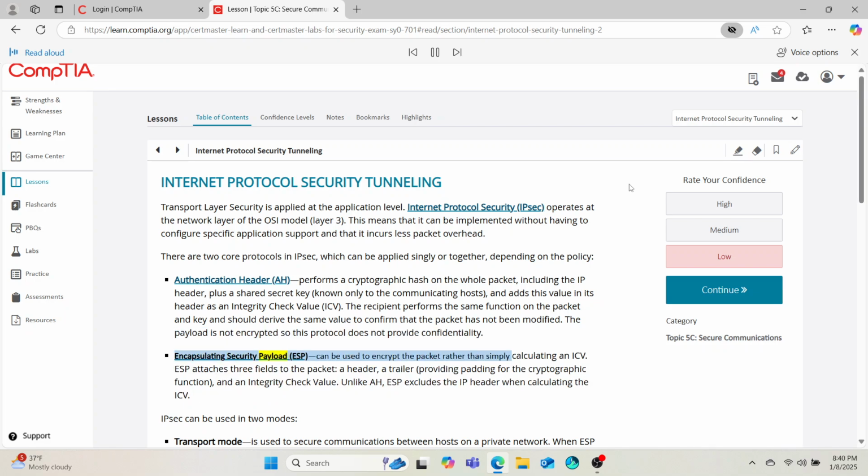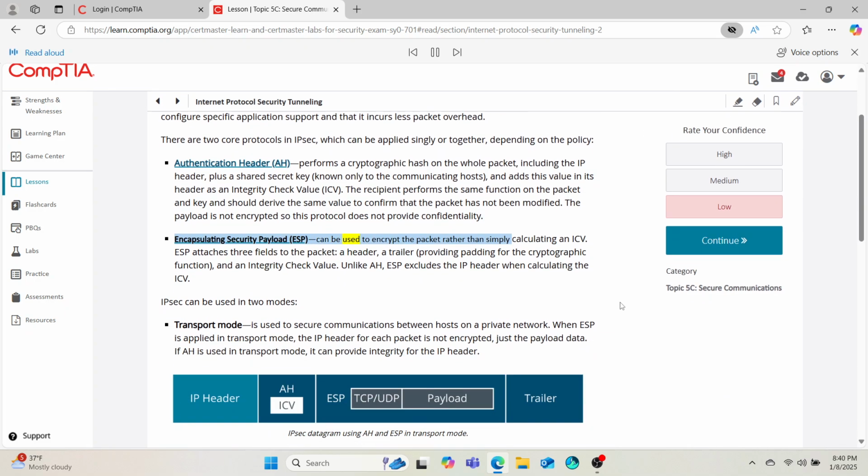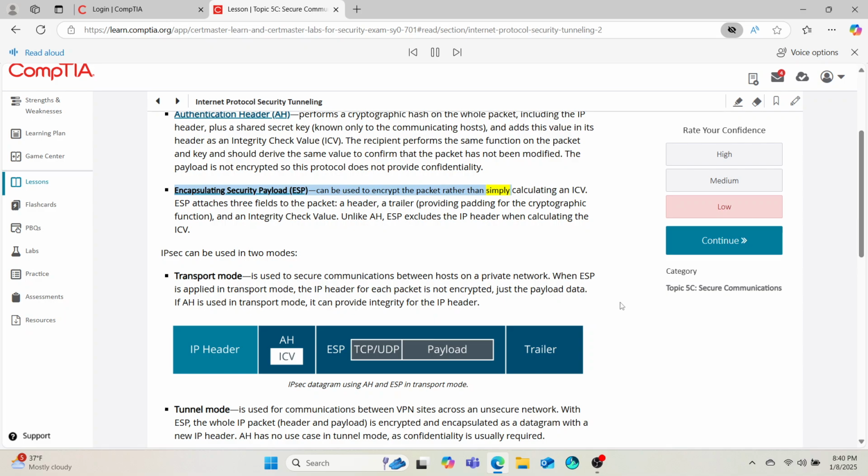Encapsulating Security Payload, ESP, can be used to encrypt the packet rather than simply calculating an ICV. ESP attaches 3 fields to the packet: a header, a trailer, providing padding for the cryptographic function, and an integrity check value. Unlike AH, ESP excludes the IP header when calculating the ICV.